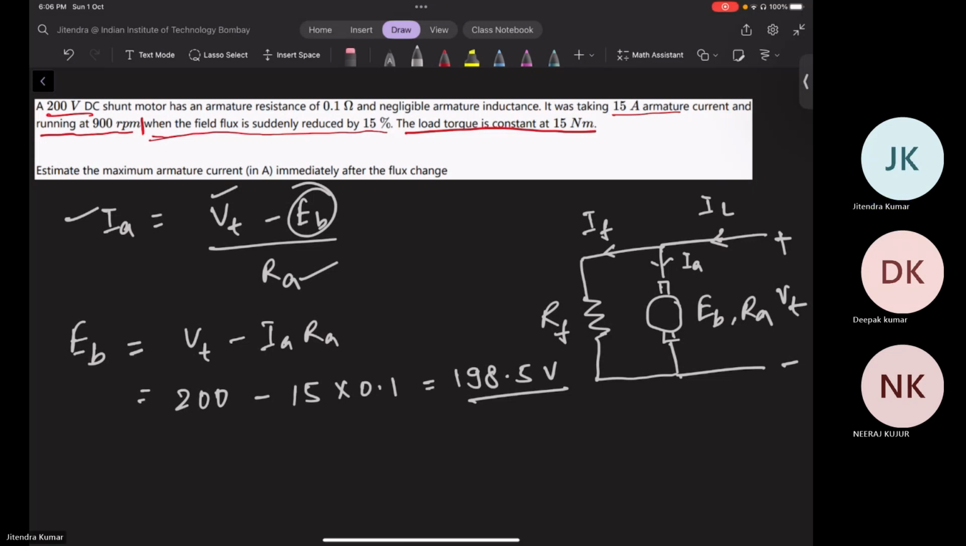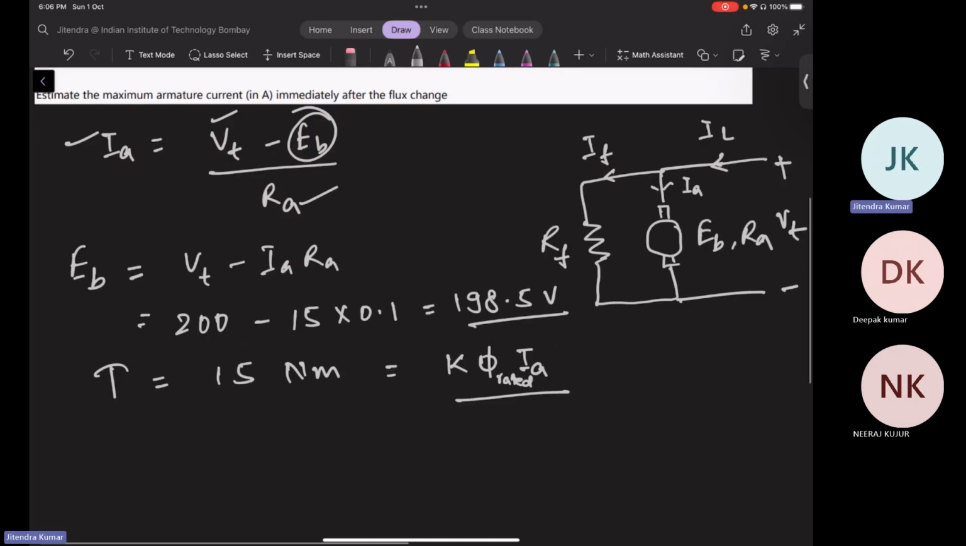Now, torque in Newton meter is also equal to K phi Ia, right? We know, we can compute the K phi value, right? And here phi is stated. So K phi rated will be how much? 15 by 15. It will be equal to 1. Okay.